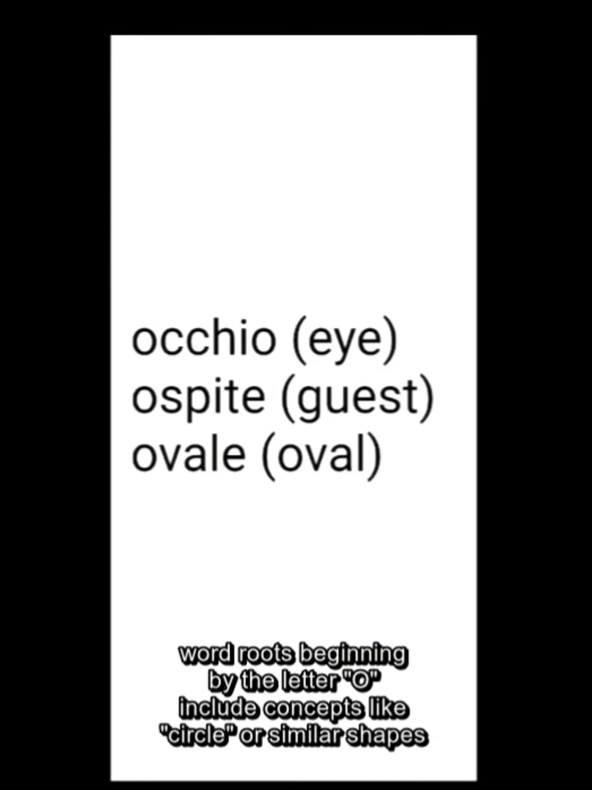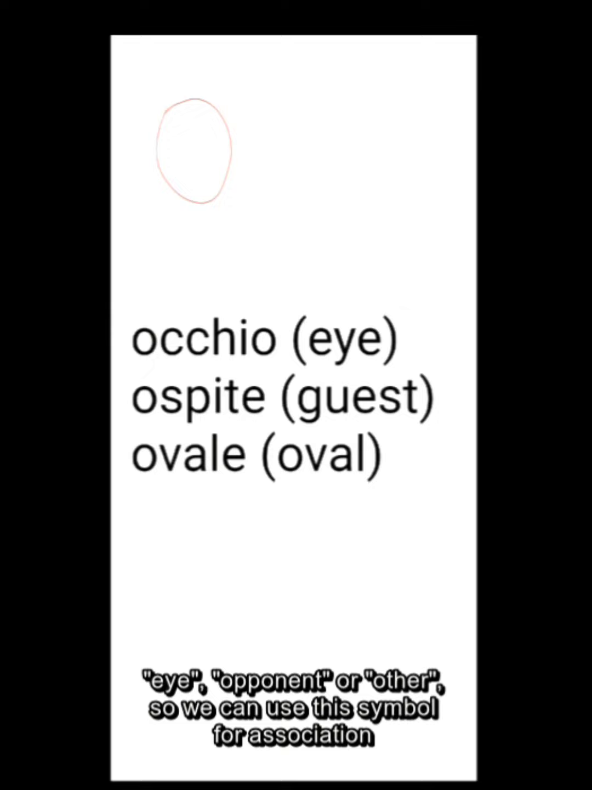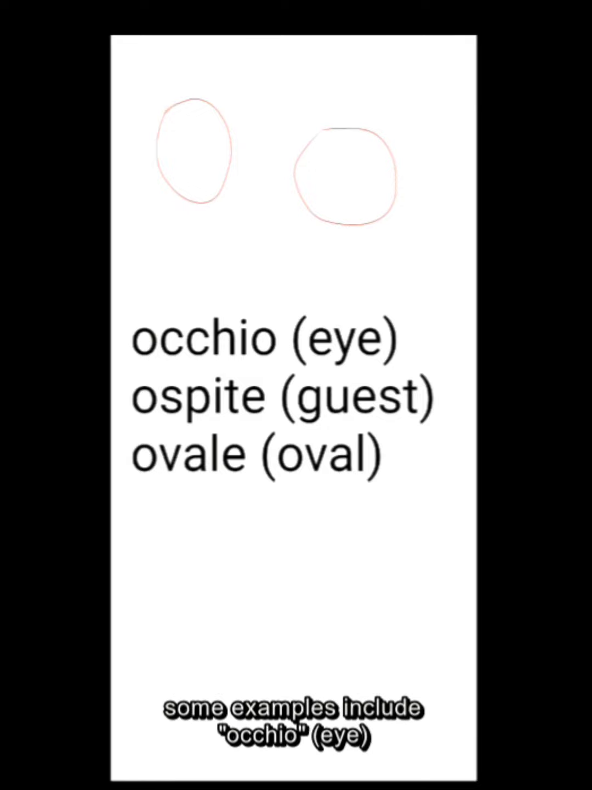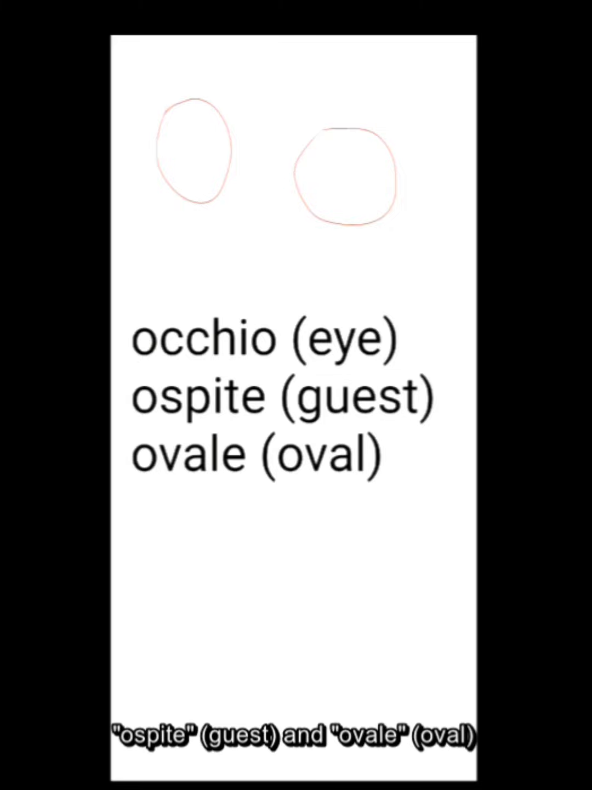Word roots beginning by the letter O include concepts like circle or similar shapes, I, opponent, or other. So we can use this circle to associate. Some examples include occhio, eye, ospite, guest, and ovale, oval.